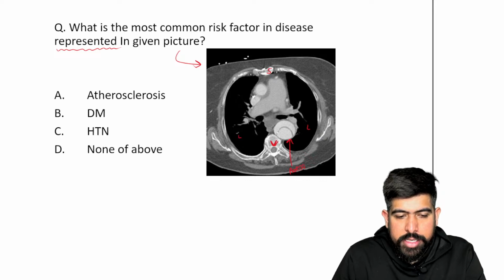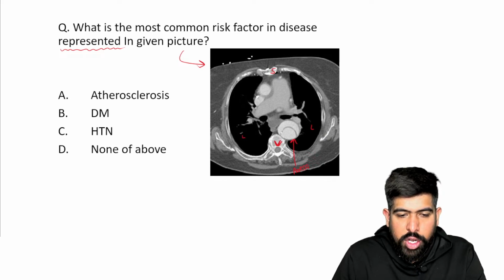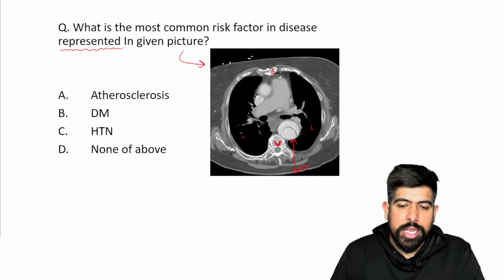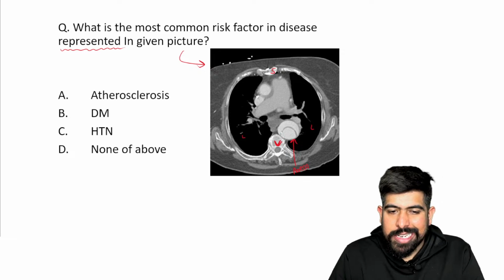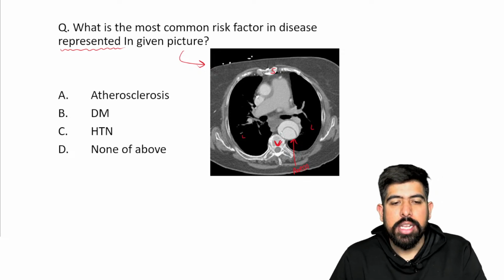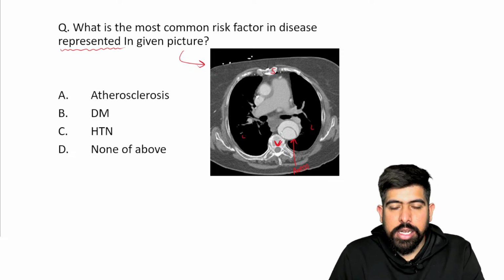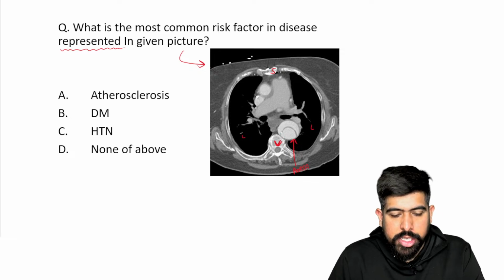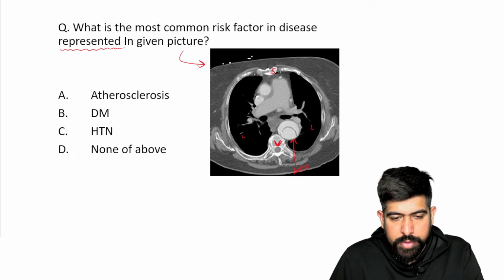Can you tell me? Options are in front of you. Just let me know your answer for this question. Is atherosclerosis the most common cause of aortic dissection? Is diabetes mellitus the most common cause, or is option C hypertension?